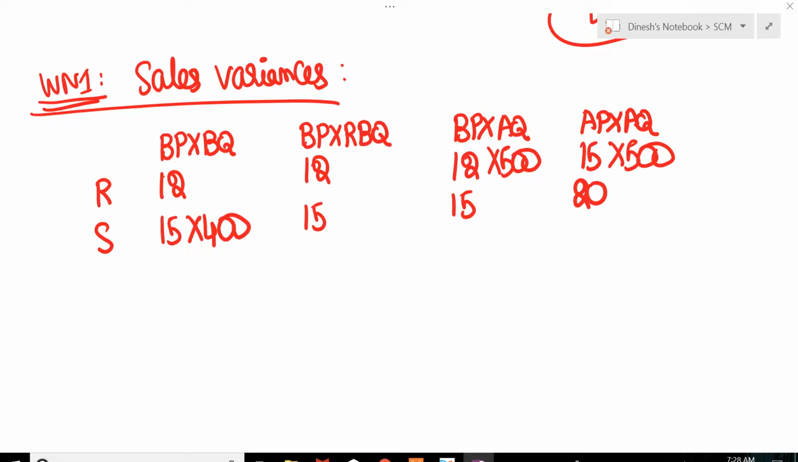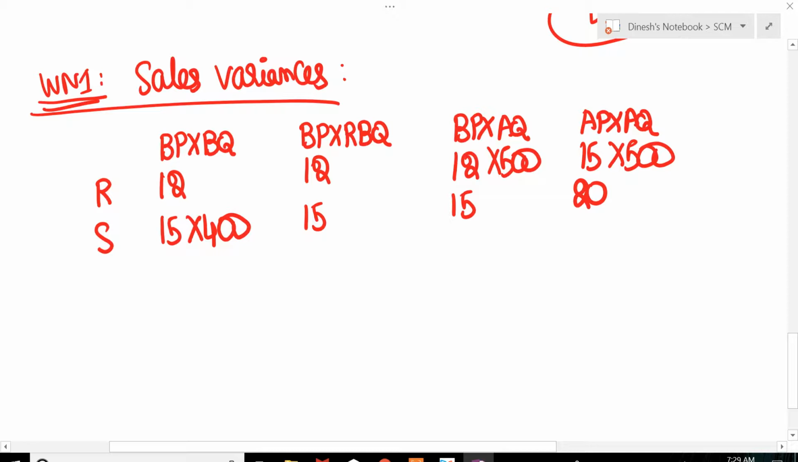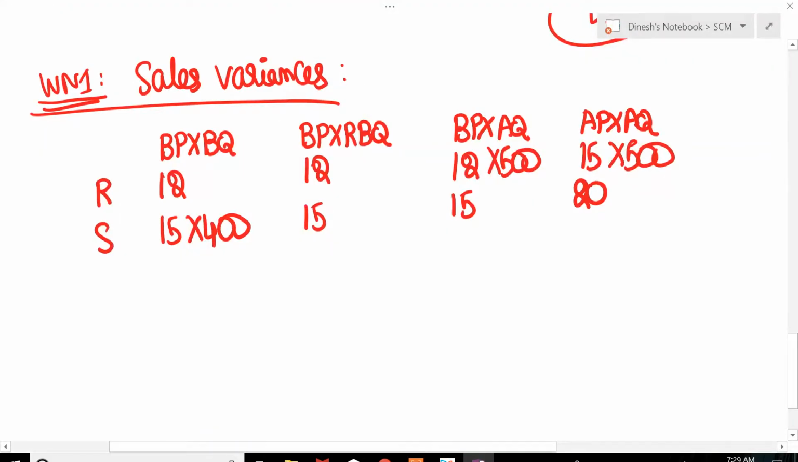Clear? Can we proceed? Now, they have given some variances in the question. You have sales volume variance for product R. Think about the formula and tell me what is the formula for sales volume variance. BP into BQ minus BP into AQ. We will use that formula. I will get the BQ of R. Now please listen, one critical thing. 1200 favorable means minus 1200.